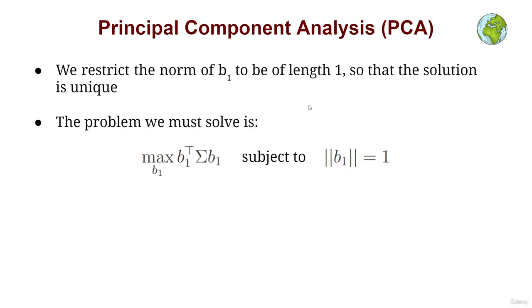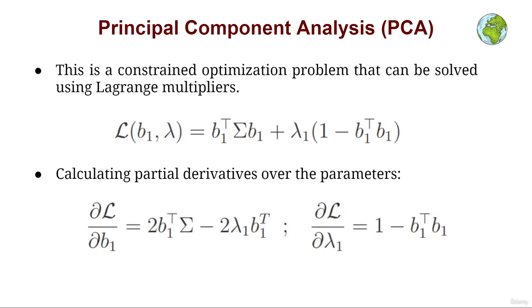So now, to ensure that we have one unique and only one single solution, we need the restriction that B1 has length 1. So the problem we must solve is this one. We want to maximize the variance subject to this restriction, which is precisely that the length of this vector is 1. And this is basically a constrained optimization problem that can be solved using Lagrange multipliers. Again, we are basically looking at the mathematical point of view of this problem and how we can solve it.